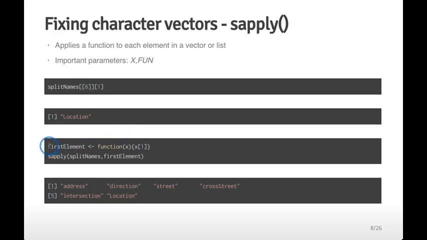So what we do is define a little function called first element. All this function does is take a character or numeric vector in and return just the first element of that vector.